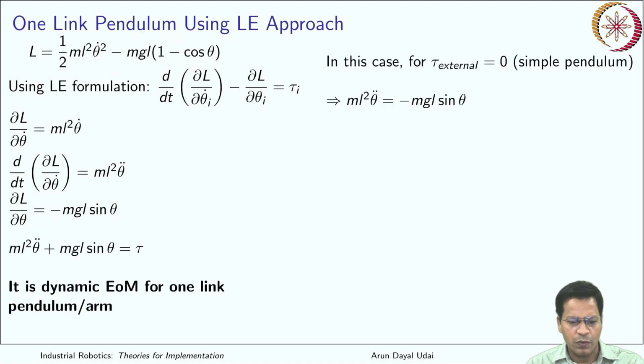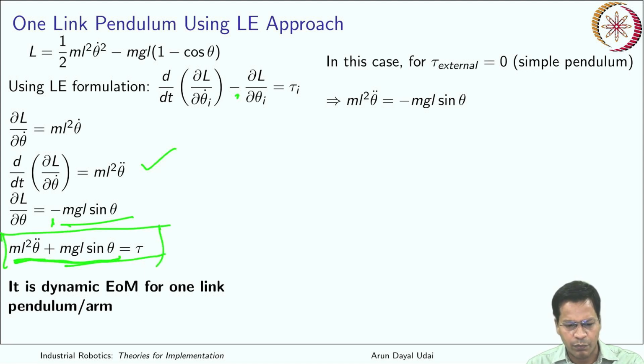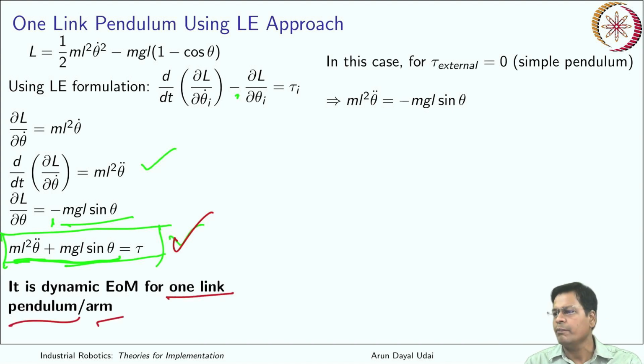Now putting them together, you get the first part and the second part. Negative over negative here becomes positive. So this is your equation of motion. Got it? It is the dynamic equation of motion of a one link pendulum or an arm. If it is an arm with just 1 degree of freedom, a one link system, it is driven by a torque and it can give you a motion.